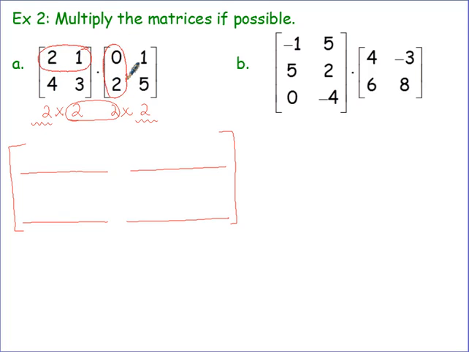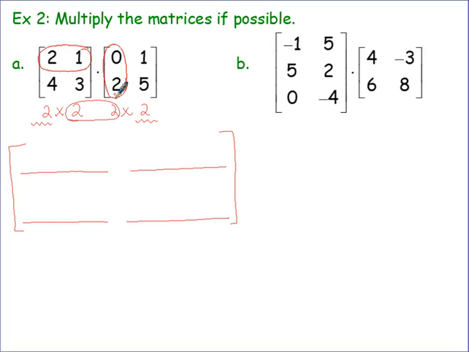Okay, top row, first column. Now notice in each circle there are 2 numbers. We're going to pair those numbers up. The first number here is going to be paired with the first number here, and they're going to be multiplied. The second number here is going to be paired with the second number here, and they're going to be multiplied.